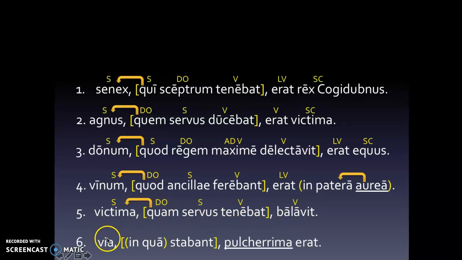All right, via in qua stabant pulcherrima erat. This is an example of where our relative clause doesn't start with the relative pronoun. It's because it's in a prep phrase. So in which is what starts our relative clause. The in which, our prep phrase, is referring to the street. Pulcherrima is an adjective referring all the way back over to via.